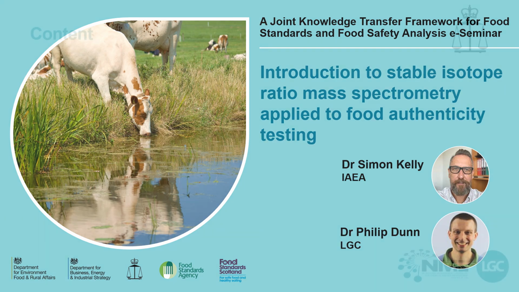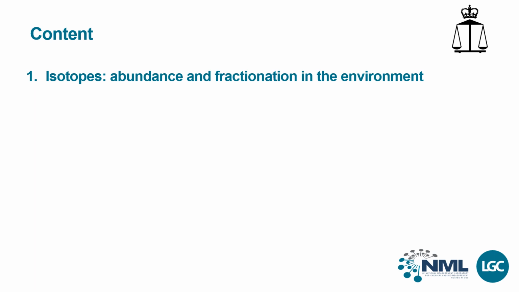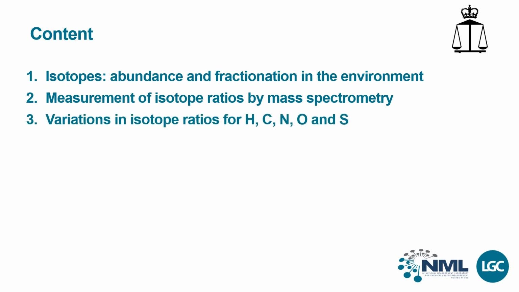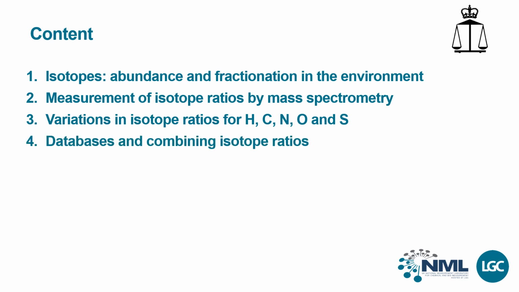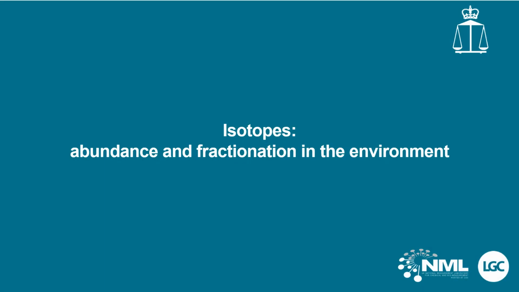The content of this e-learning course covers the following topics: what stable isotopes are and how they occur in nature, how isotope ratios are measured, how stable isotope analysis is applied to food authenticity testing, data interpretation and the importance of databases, current official uses in food-based testing, and finally a summary and a forward look. So, what is an isotope?